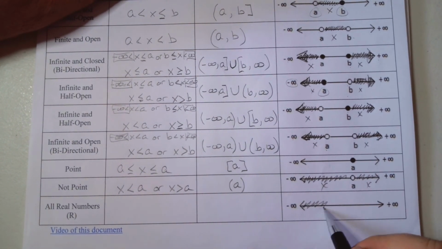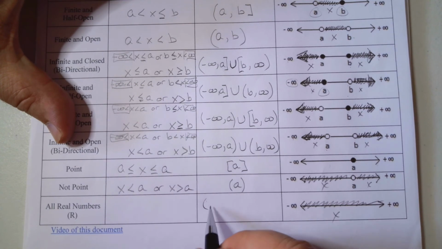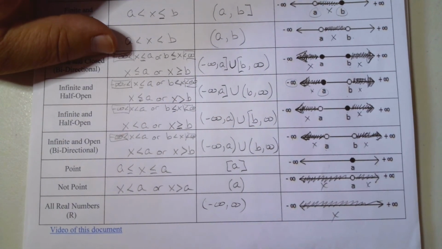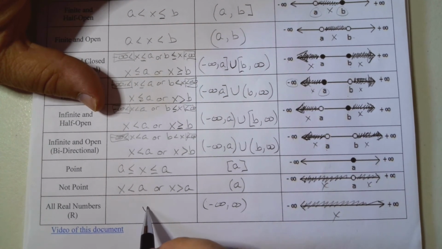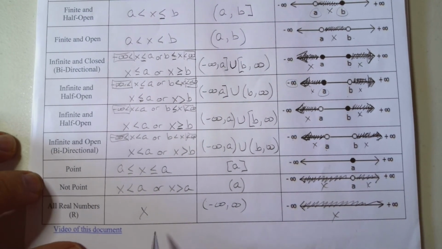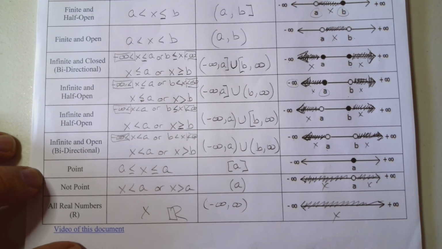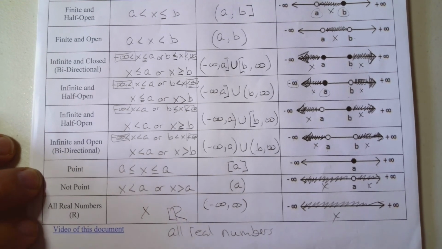So this one is everything else. This one is from negative infinity to positive infinity. This one is just x. Or we write it, it actually looks like this, it's a real numbers symbol. It means all real numbers.